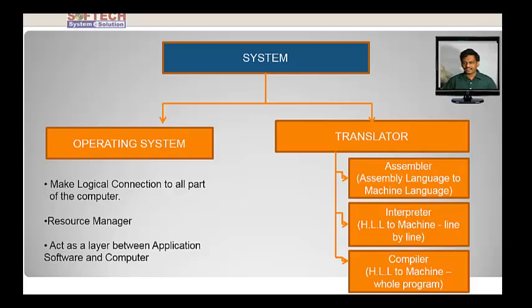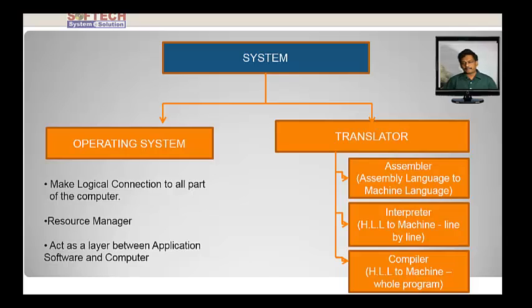Interpreter is a line by line translator. Compiler also converts high level language into machine language, but it translates the whole program. First it reads all statements of the program, then it converts them into machine code. It is one-time processing. It reads all the code, then it converts it into machine language.